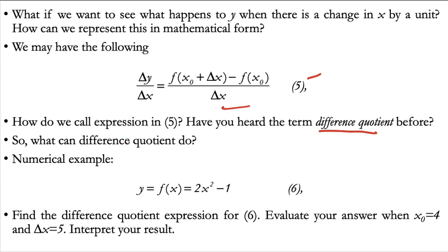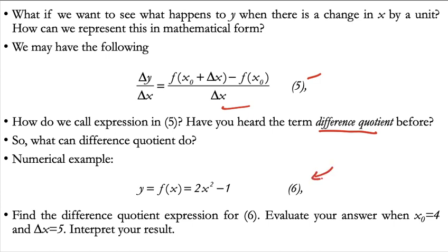So the difference quotient, what it can do is basically we want to see what happens to the change in y if there is a unit change in x. From the difference quotient, we can see the direction of change in y due to the change in x by 1 unit, and also not only the direction of change in y, but also how much is the change in y due to a change in 1 unit of x. Or in other words, we can see the magnitude of change in y if there is a change in x by 1 unit. Now let's have a numerical example.